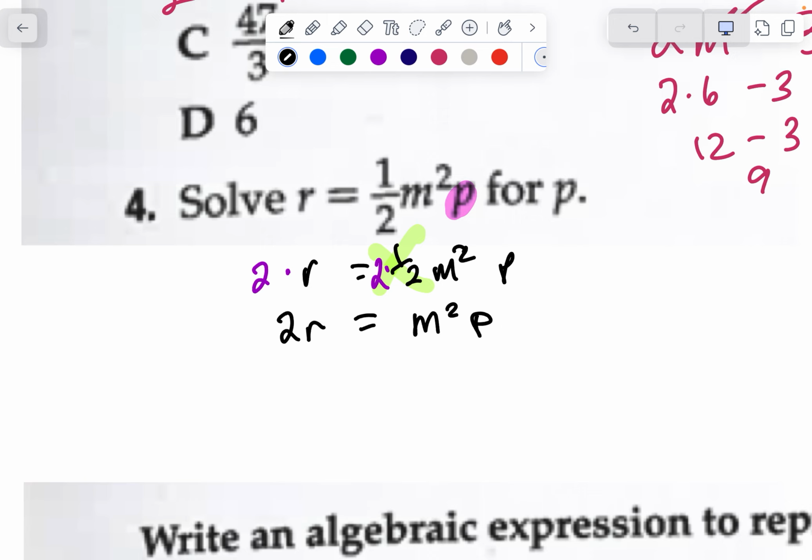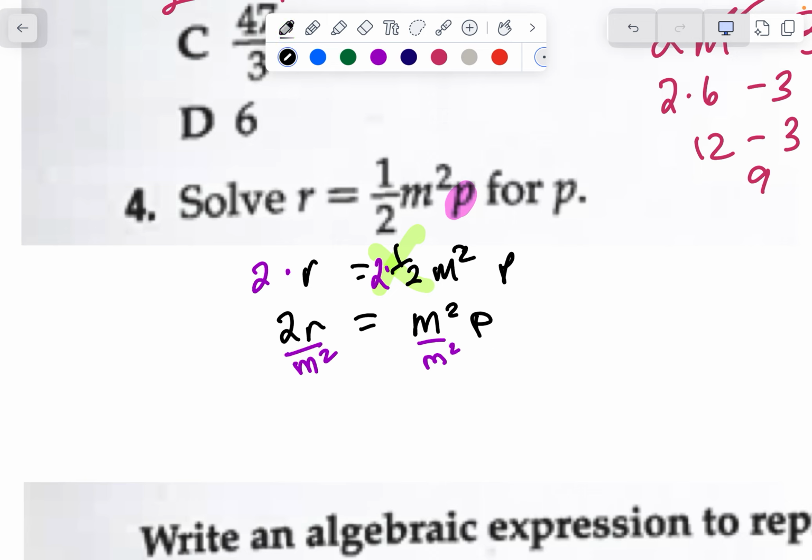So that's nice, because if the 1/2 cancels out, I know that 2r equals m squared p, okay? Now, if m squared is touching p, m squared p, mathematically, if it was a number, what would that number be doing to the p? If it's right next to it like that. It's going to be multiplying, right? So your job is to do the opposite. So what you want to do is the opposite of multiplication. You want to divide.